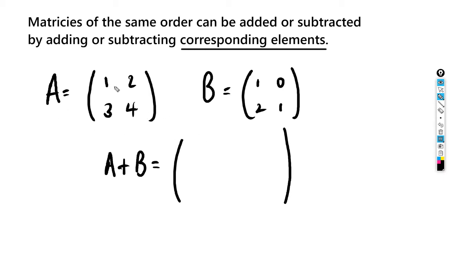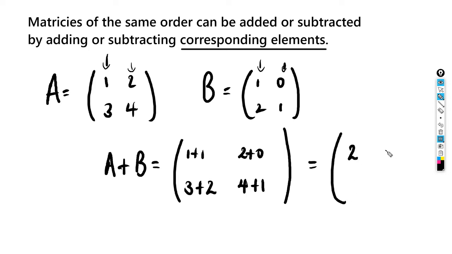And we're going to add these matrices. We're going to add 1 to 1, so we get 1 plus 1. Then we add this 2 to this 0, and we get 2 plus 0. Then here we get 3 plus 2, and the other space is 4 plus 1. So we end up with 2, 2, 5, and 5. And that's A plus B, the addition of A plus B.